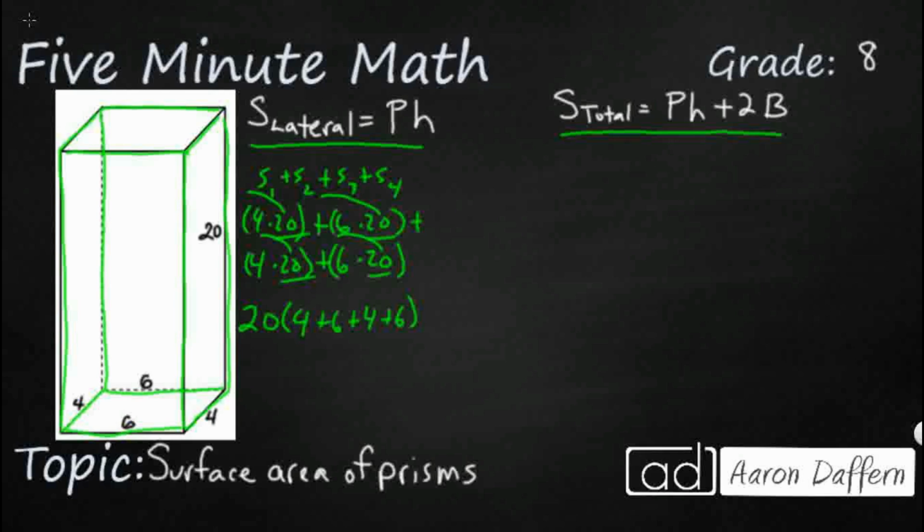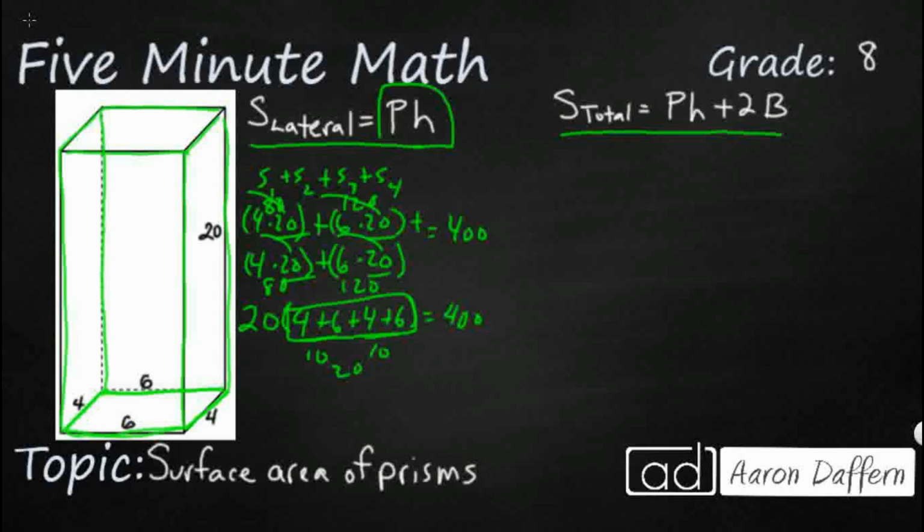Because 4 times 20, these are 80s. And 6 times 20, that's 120. 80 and 120, that's 200, and 200. So this equals 400. Look what happens here. This is going to be 10, this is going to be 10, that's going to be 20, and 20 times 20 makes 400. And guess what this is right here? 4 plus 6 plus 4 plus 6. Yeah, that's the perimeter of the base. You're just finding the perimeter of the base, which means you're adding all 4 sides, and then you're multiplying it by the height. So that's where this comes from.